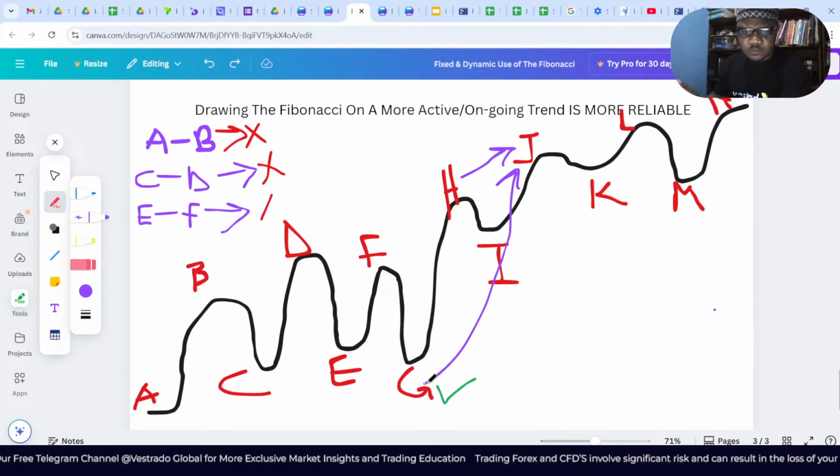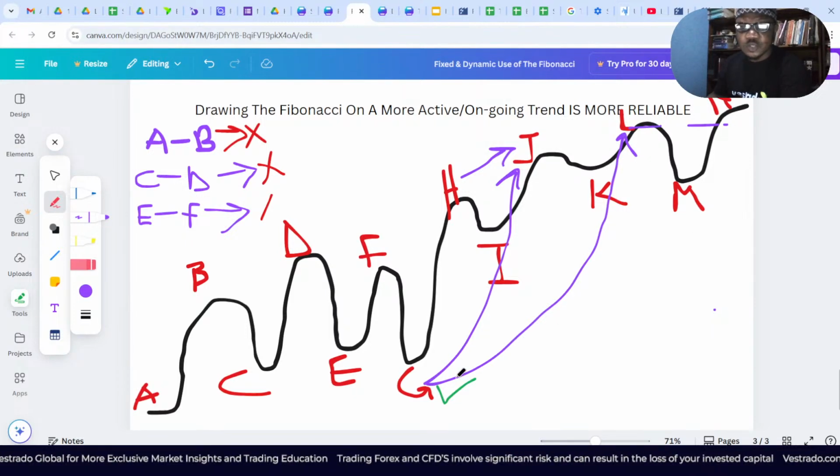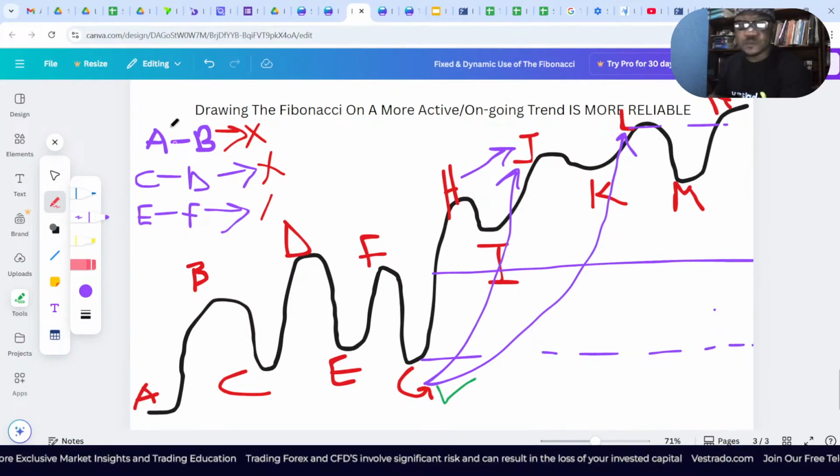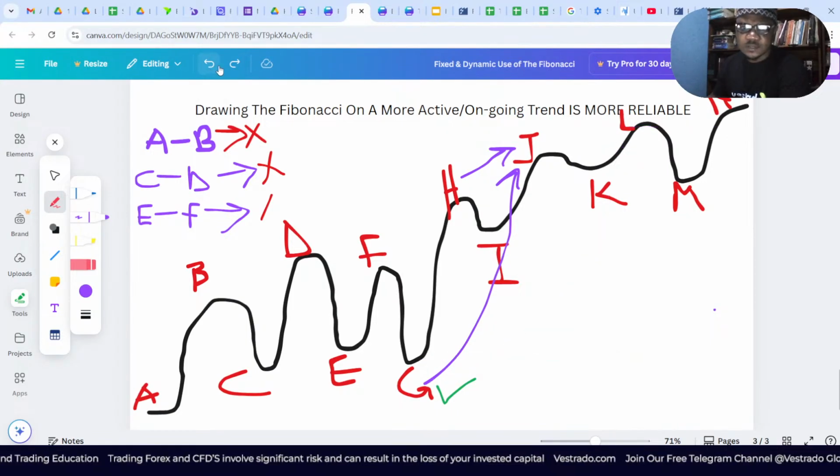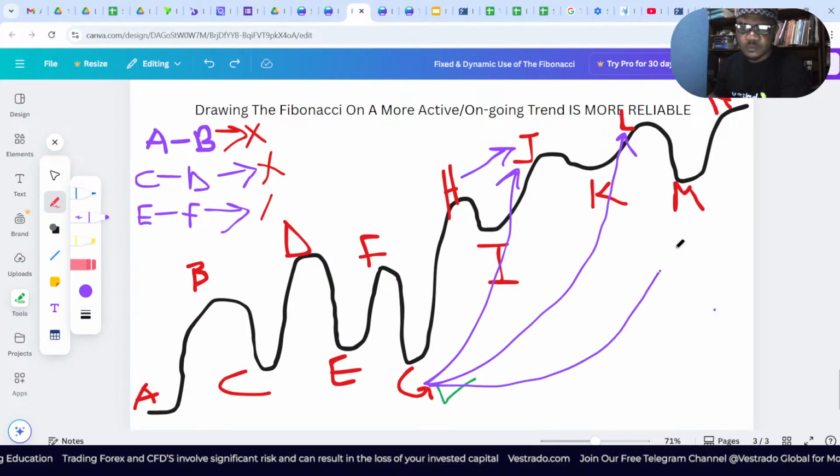Now we draw from G to L. If you project that out, you can ultimately tell by your eyes that it hasn't yet reversed up to 50%. Same thing happens again. G remains constant. And now we draw from G to N.